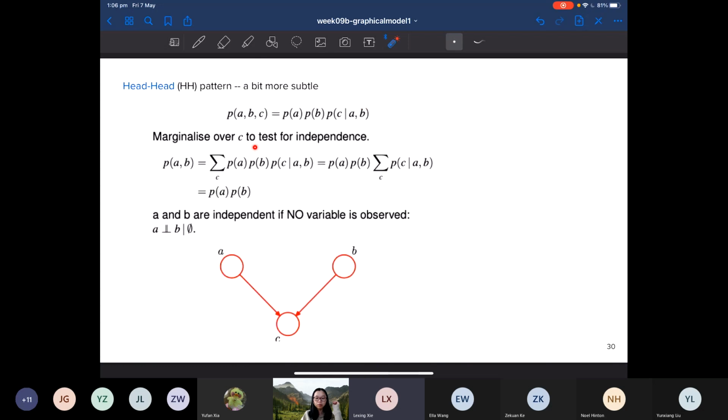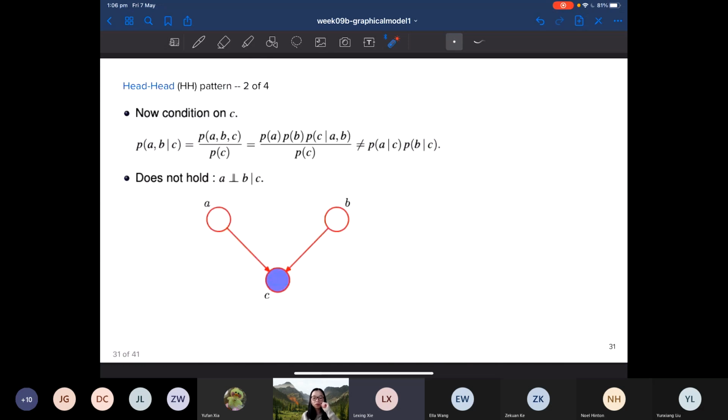Right. So if we marginalize over C when it's not observed, and look at P of the joint of A and B, marginalizing over C only works on the last term. It normalizes to 1, and then it comes back to the original two terms, the product of marginals. Therefore, A and B are independent if C is unobserved, right? So if there are two parent nodes and the child node is unobserved, they are modeled independently. It's more interesting when C is observed. What happens in this head-to-head pattern?